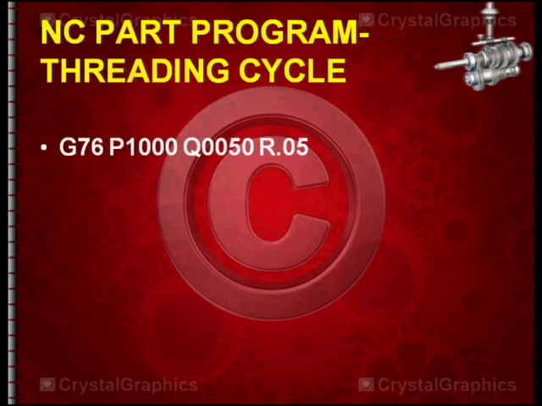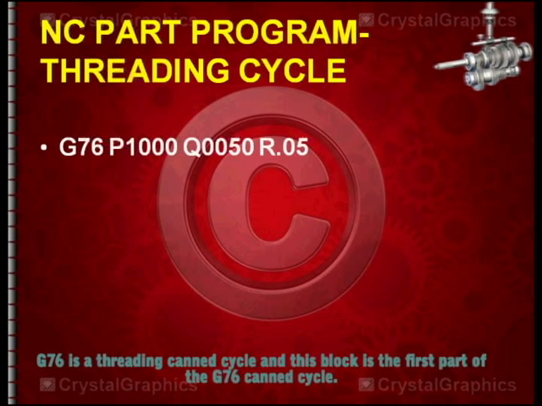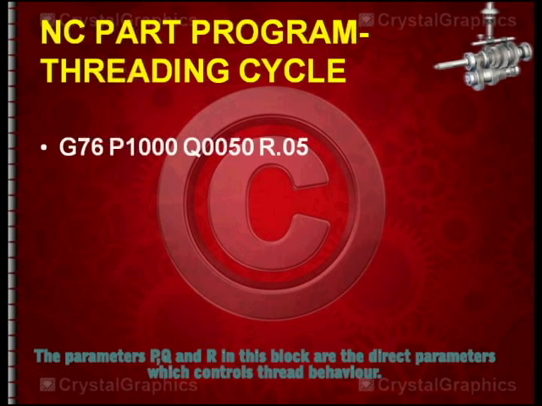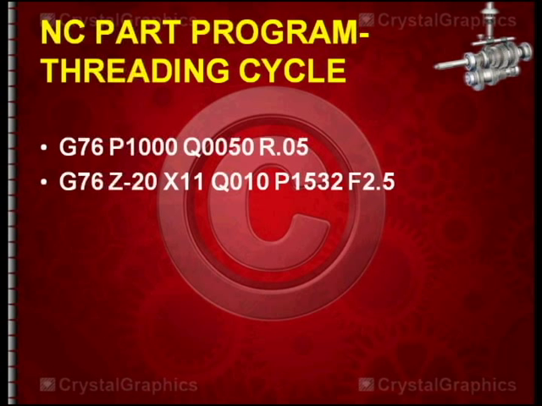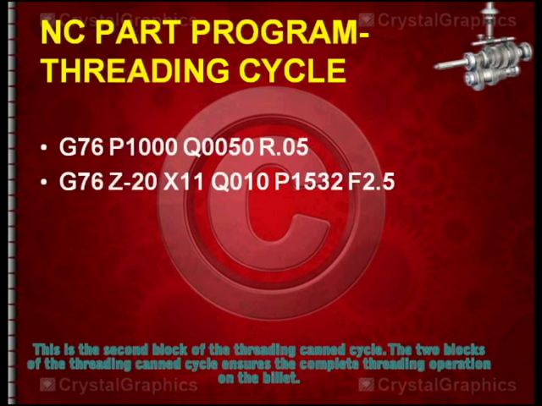G76 P1000 Q0050 R.05. This G76 is a threading canned cycle and this block is the first part of the G76 canned cycle. The parameters P, Q and R in this block are the direct parameters which control thread behavior. G76 Z-20 X11 Q010 P1532 F2.5. This is the second block of the thread canned cycle. These two blocks of the threading canned cycle ensure the complete threading operation on the billet.